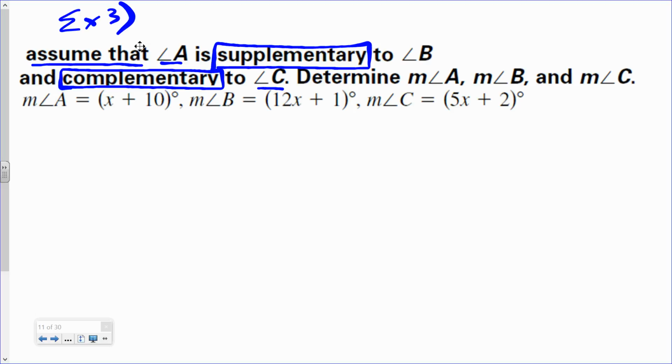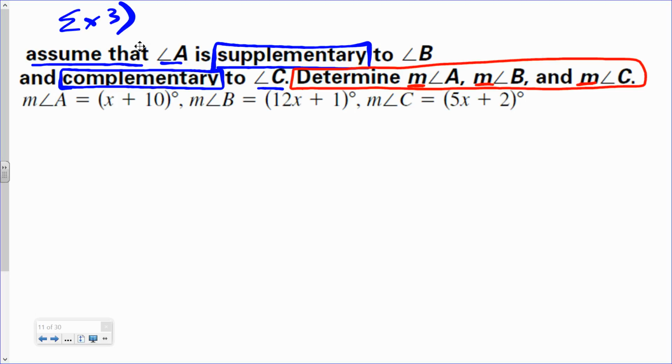But look at the final mission, though. The mission is actually right here. Determine the measure. What does little m mean? What does measure mean? The measure, the degrees of angle A, the degrees of angle B, and the degrees of angle C. Whenever you say little m, we're talking about the degrees.